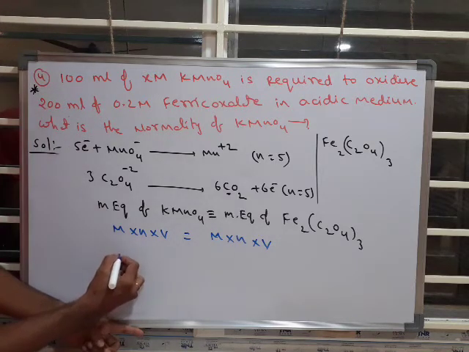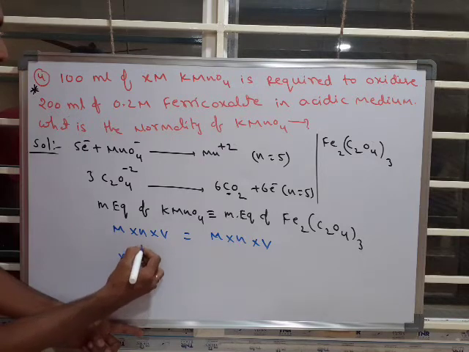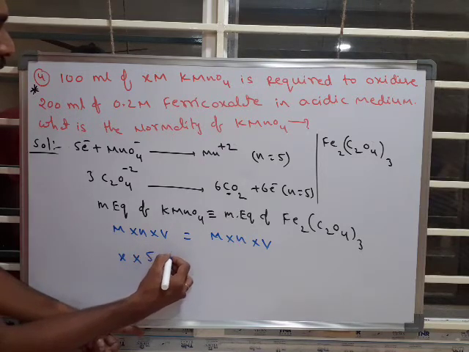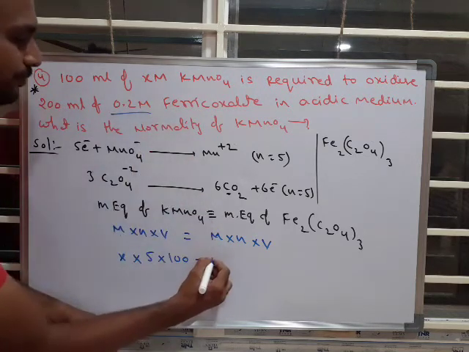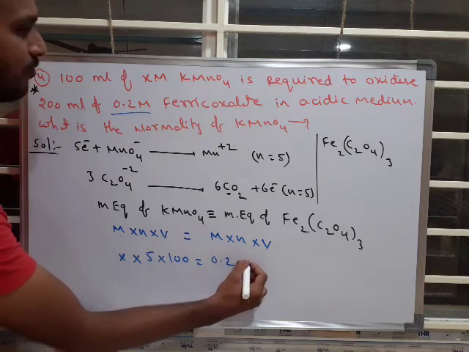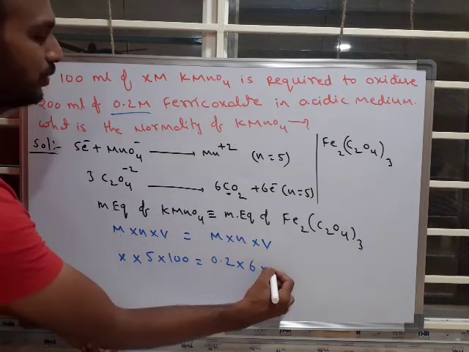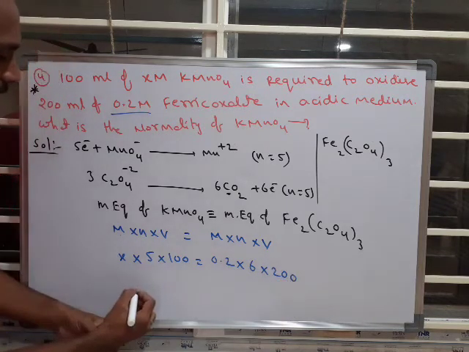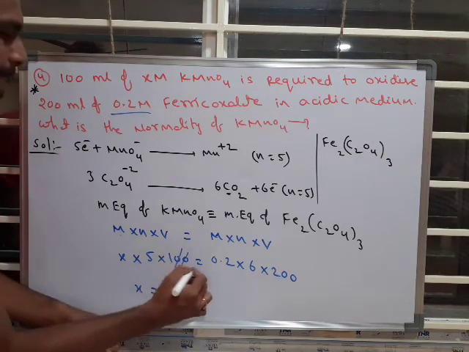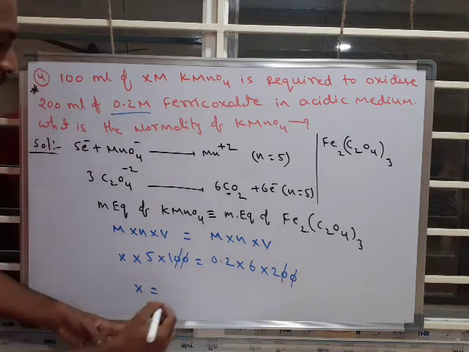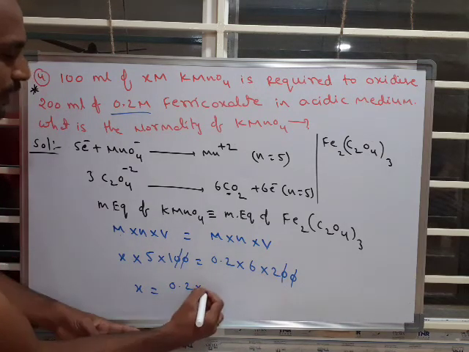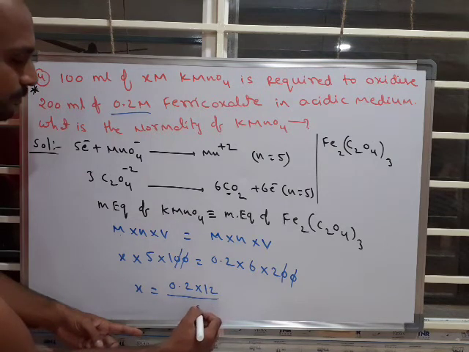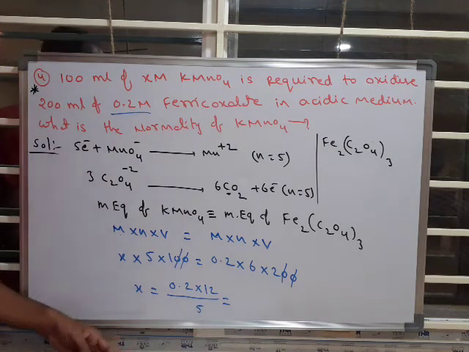So what is the molarity? We don't know, so we are just writing it as x. What is the n factor for potassium permanganate? 5. What is its volume? 100 milliliters. What is the molarity of ferric oxalate? It's 0.2. What is its n factor? 6. What is its volume? 200. That's the expression. So we can write 0.2 into 6 into 200, and finally we will get how much molarity?